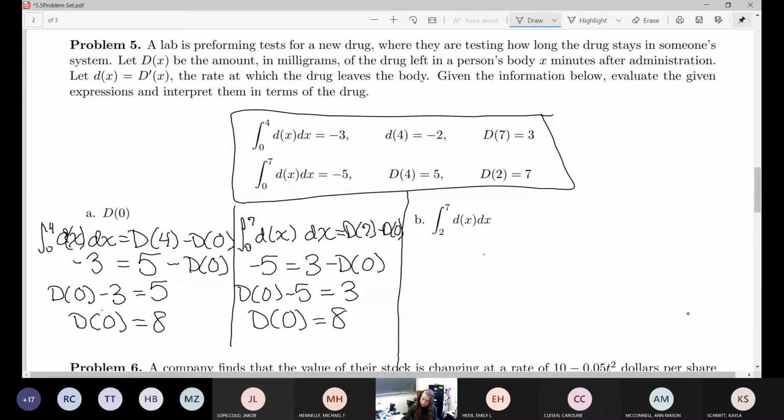Whoops, sorry. Why won't this go away? You can't see it, but there's something on my screen and I can't make it go away. Oh well.